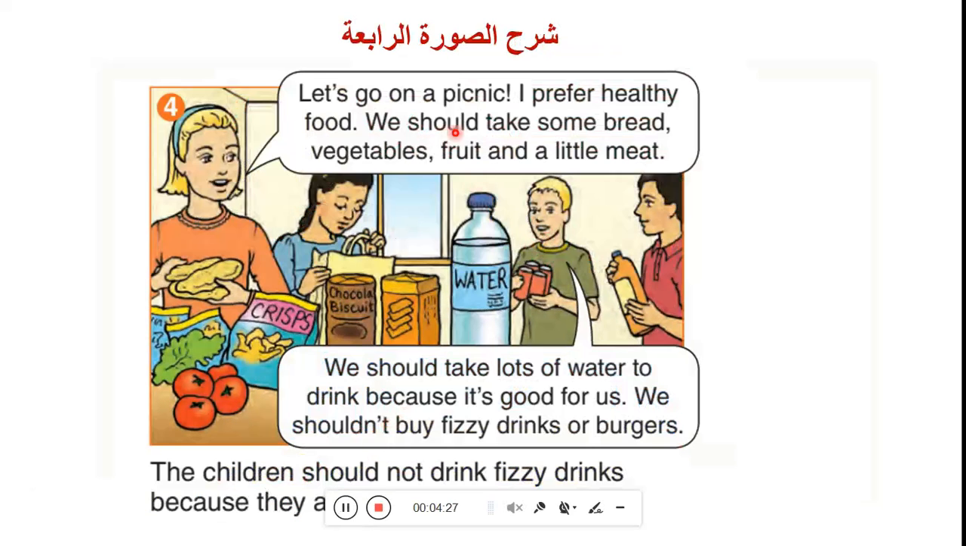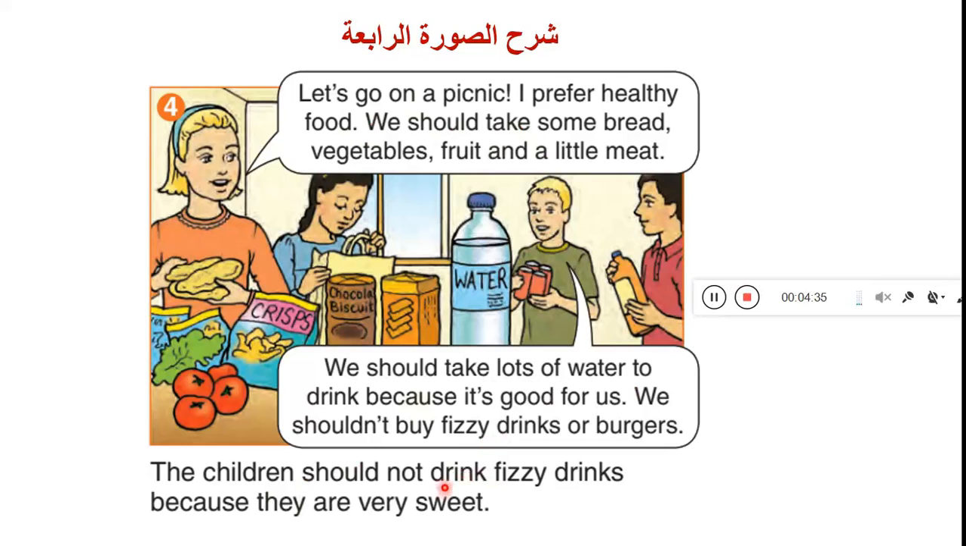Now, dear students, it's time to explain the picture. The children should not drink. هنا قلنا drink يعني يشرب لأنه الفيزي drinks هي عبارة عن مشروب. The children should not drink fizzy drinks. المفروض ألا يشربوا حتى لو كمية قليلة. يعني ما قالت they should drink a little. لا. They should not drink. Children, الأطفال, should not drink fizzy drinks because they are very sweet. يعني حلوة المذاق جدا. قلنا عكس sweet bitter، bitter اللي هو لاذع.